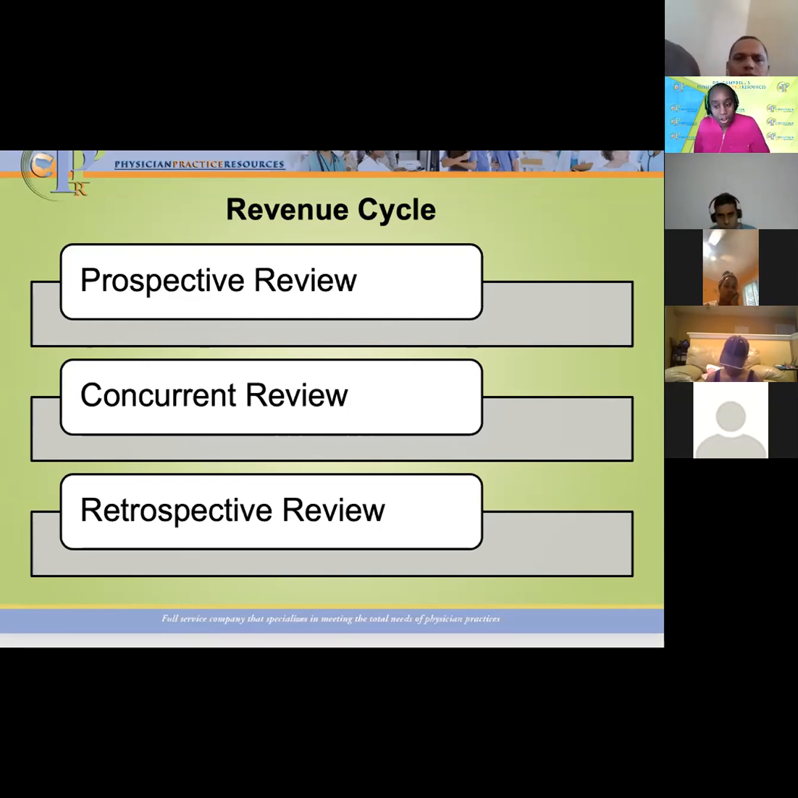Now, concurrent is when our patient is in that bed and we want to continue to support that they need to stay in that hospital bed. Why would we need to prove that our patient needs to stay in that hospital bed?